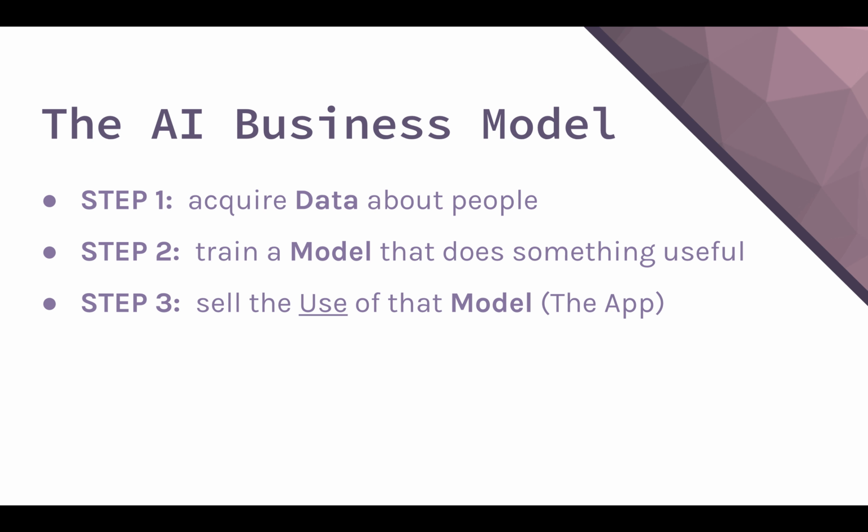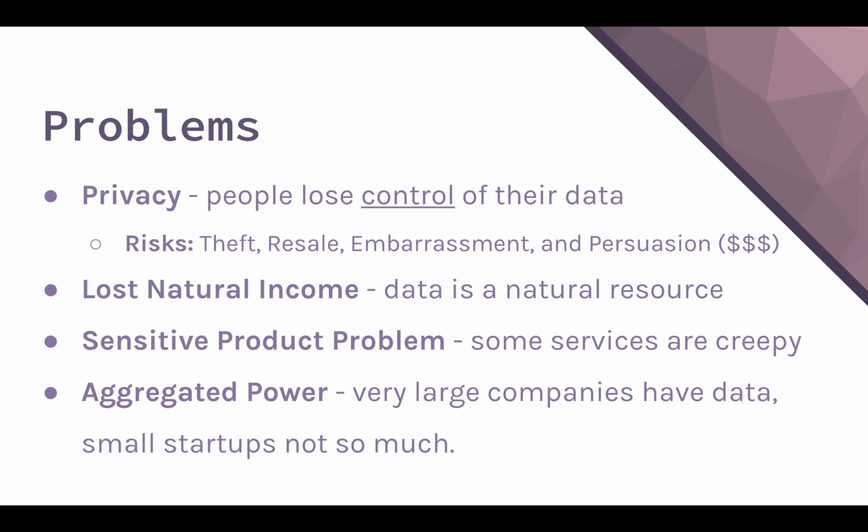So quickly jumping in, what is the traditional AI business model? Today you acquire data about people, train a model that does something useful, and then you sell that model back to the individuals in the form of an application. So what are the problems with this today?